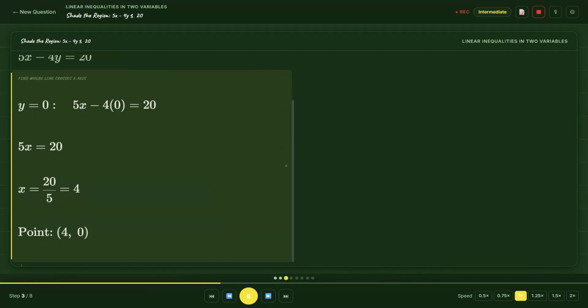Let's find where the line crosses the x-axis. We put y equal to 0. Then we get 5x equals 20. Split 20 into 5 equal parts and we get x equals 4. So our first point is (4, 0).